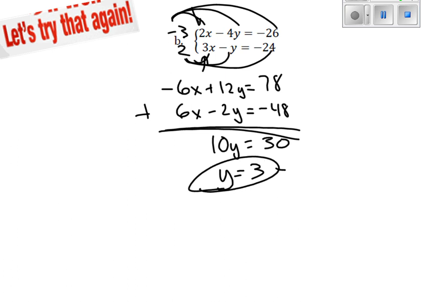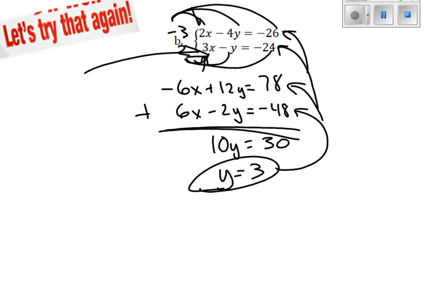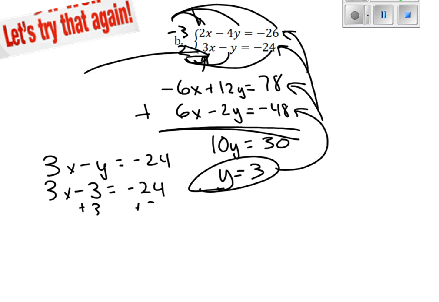Now I can substitute this into this one, this one, this one, or this one. Doesn't matter which, and figure out my answer. So I like this one just because y, there's nothing in front of it. So if it said 3x minus y equals -24, 3x minus 3 equals -24. Add 3, add 3. 3x is going to equal -21. x is going to equal -7. So I think that's pretty straightforward.